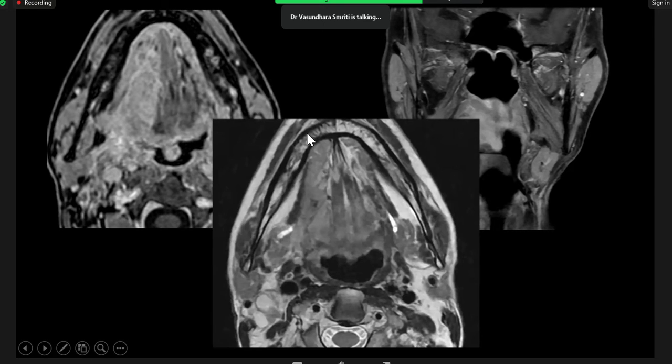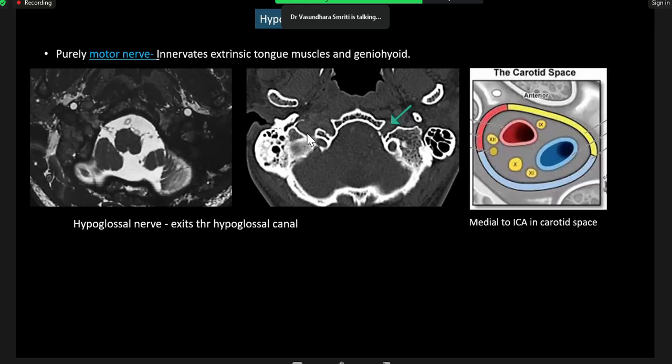So whenever I get a lot of soft tissue from my tongue carcinoma into the lower parapharyngeal space, I would like to look at my styloglossus and any enhancement medial to the styloglossus outside the tongue. Just a quick look at the anatomy.